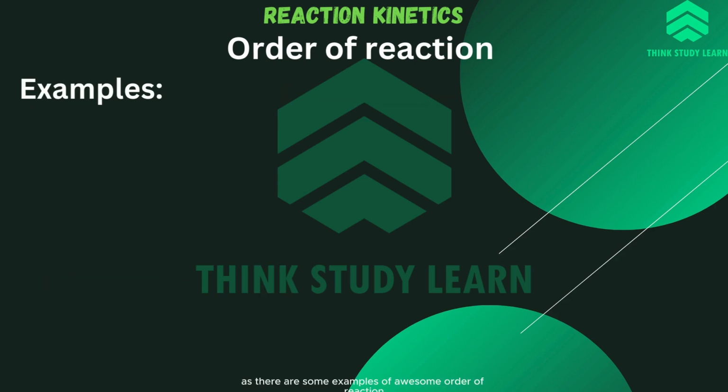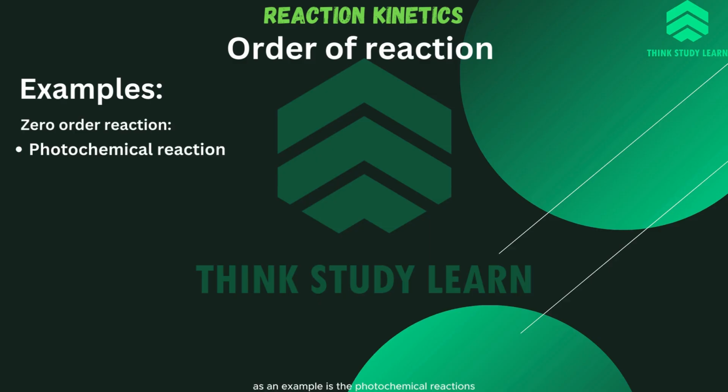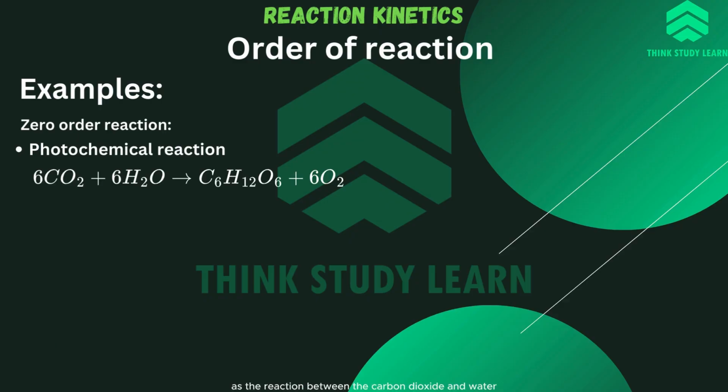Here are some examples of orders of reaction. The zero order reaction has an example, which is the photochemical reactions. Photochemical reactions are usually zero order reactions, in which the rate of reaction is independent of the concentration of reactants. The reaction between carbon dioxide and water is a very quick reaction, so its rate is independent of the concentration of reactants. That's why it's a zero order reaction.